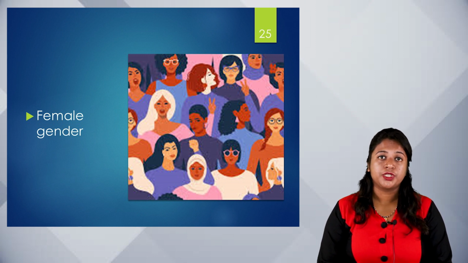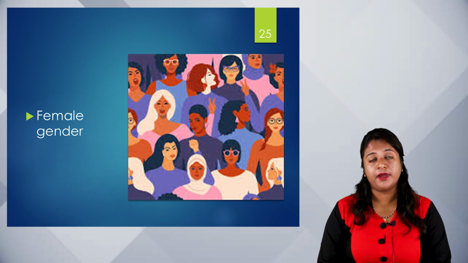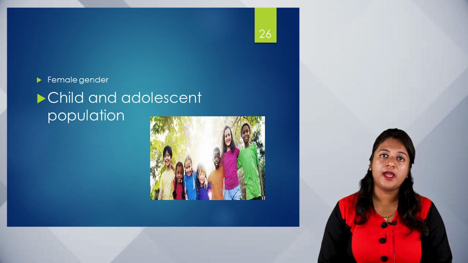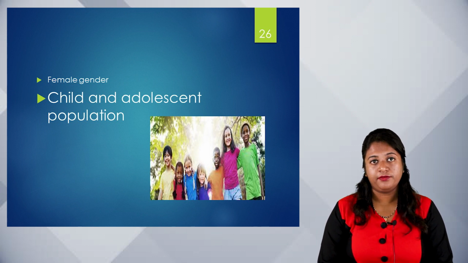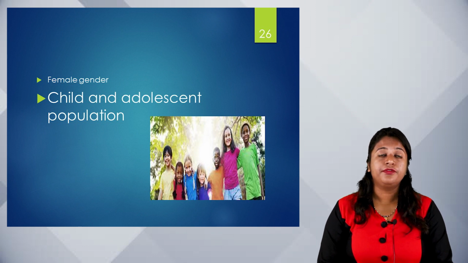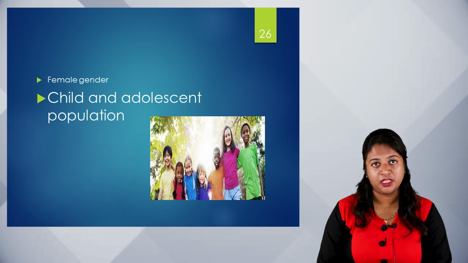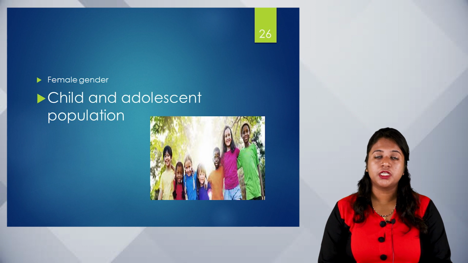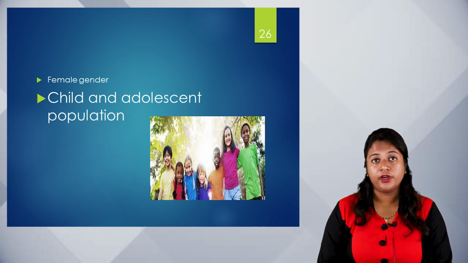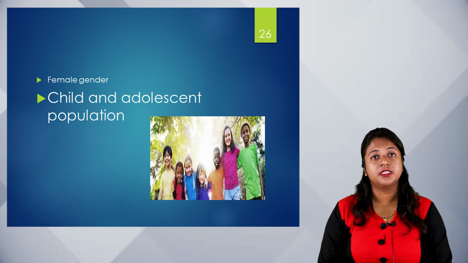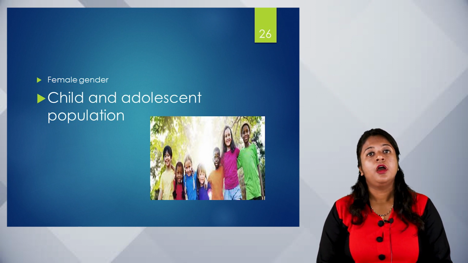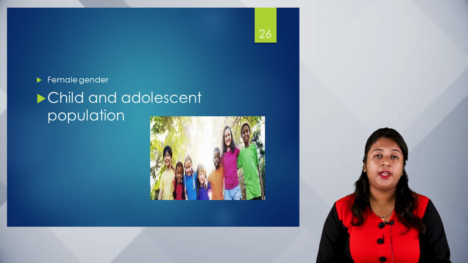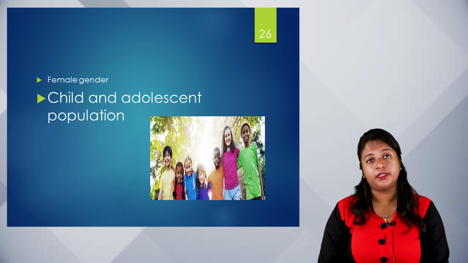So because of those, the female gender are at risk compared to the male gender. Child and adolescent population. Again, the children and the adolescents, when there is no proper family dynamics, or when the child is entering into a stage of adolescence, there are various changes which happen in the environment of adolescents, which may become a negative impact on the adolescent child. So that is the reason why a child and adolescent group is also a risk for mental disorders.